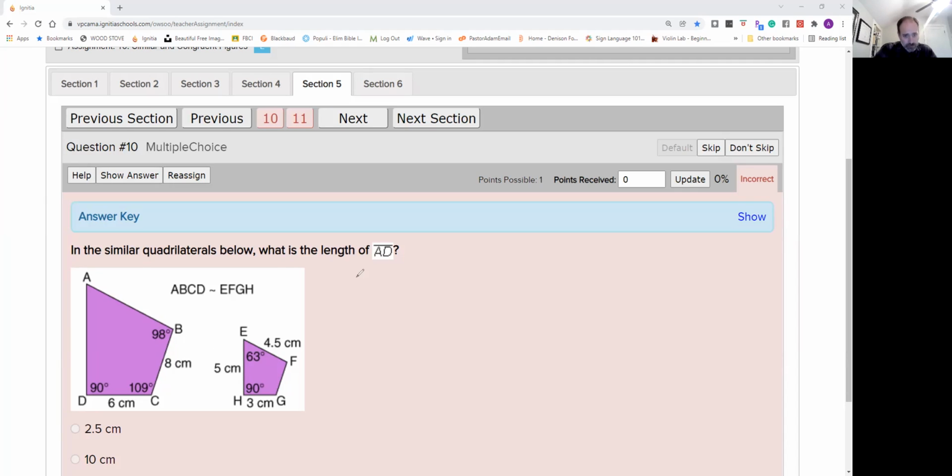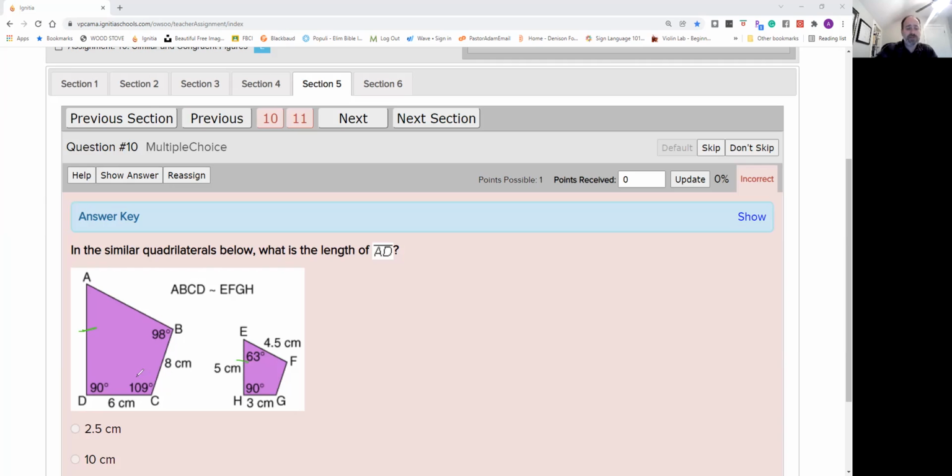Now, this question is asking you to find, in this similar quadrilateral, the length of AD. Now, AD is similar to EH over here. So we actually have a basis off of which to be able to calculate this. Because if AD and EH are similar, it means that they are proportionally distinct. So we have to be able to create some equations in this regard.